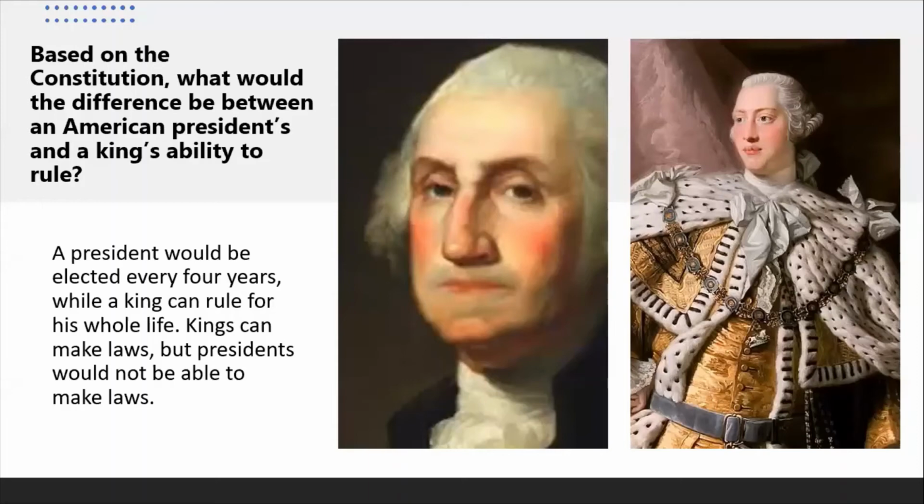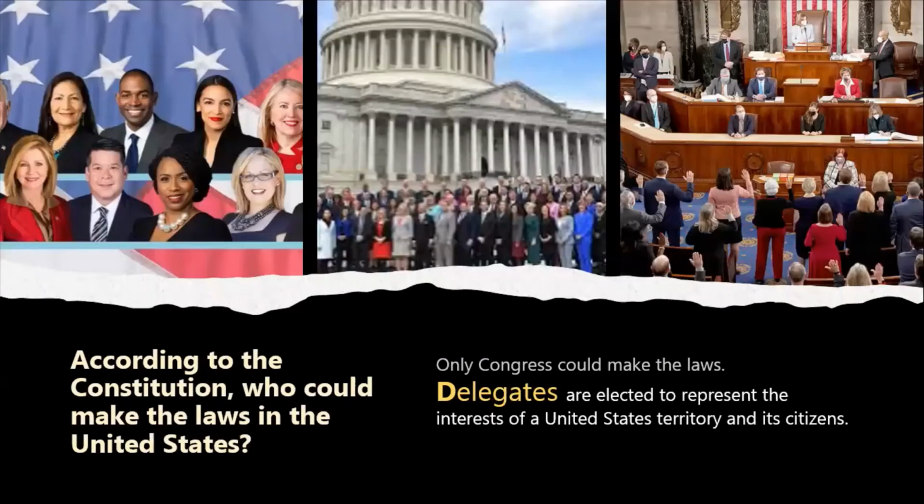Based on the Constitution, what would the difference be between America's president and a king's ability to rule? A president would be elected every 4 years, while a king can rule for his whole life. Kings can make laws, but presidents would not be able to make laws. According to the US Constitution, who could make the laws in the United States? Only Congress could make laws.